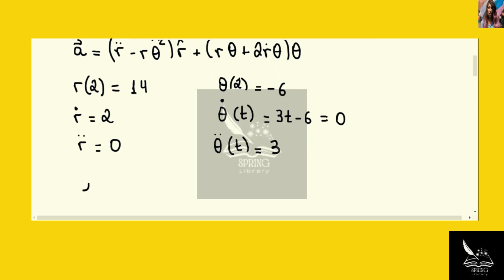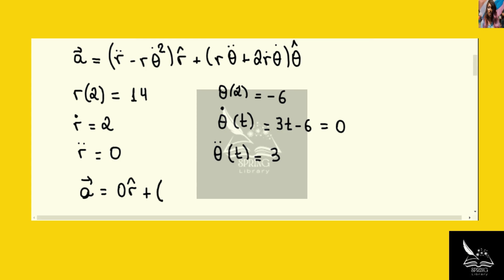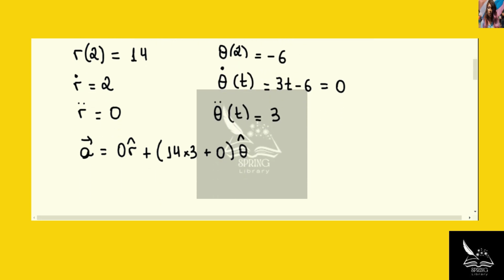So we have that the acceleration a is equal to 0 in the r direction, because we have 0 minus 0, plus r times theta double dot, I'm sorry. So that is 14 times 3 plus 2 r dot, so that's 2 times theta dot, that's 0. So we have that the acceleration is equal to 42 theta hat.